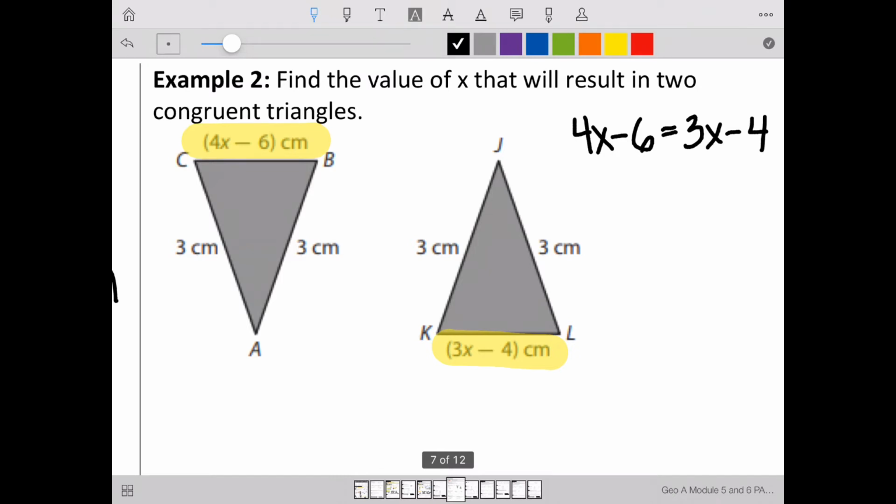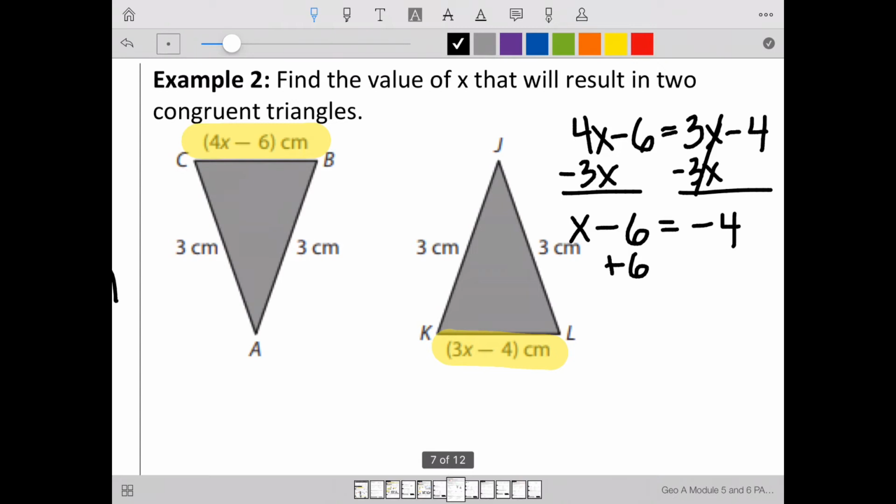So now let's solve for x. Subtract 3x from both sides. 4x minus 3x just gives me 1x, or x. Add 6 to both sides to get the x completely by itself. So x equals 2.